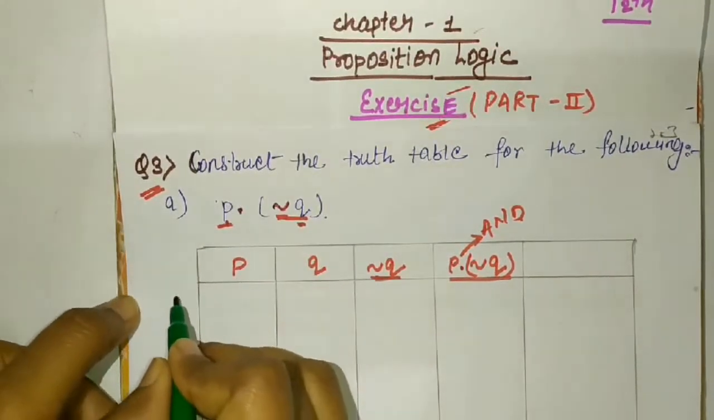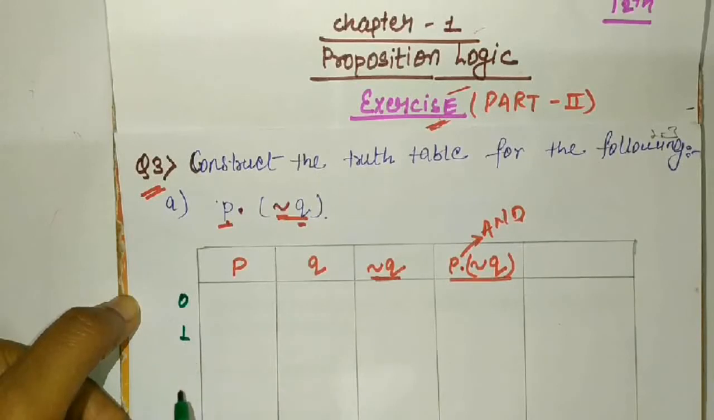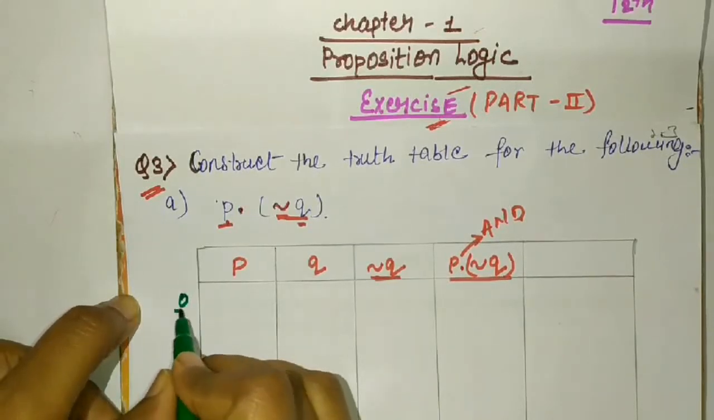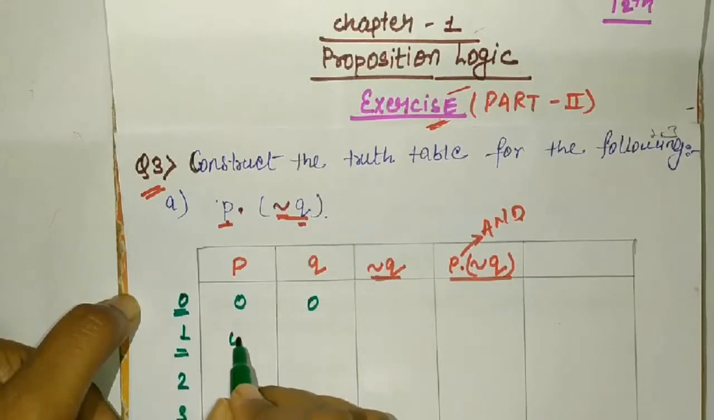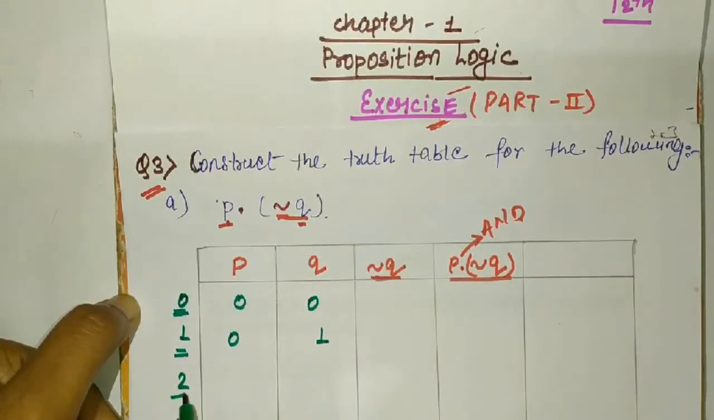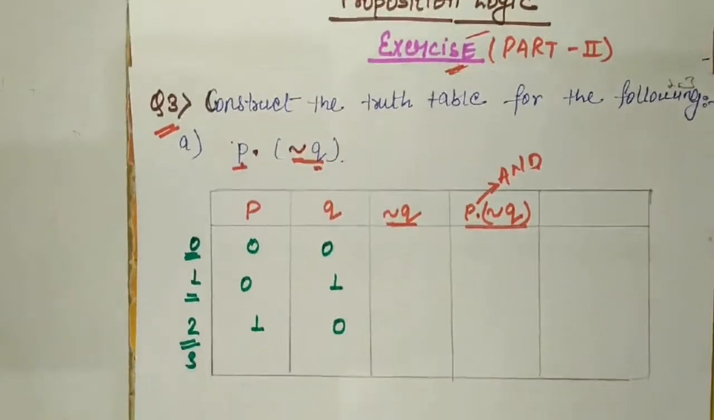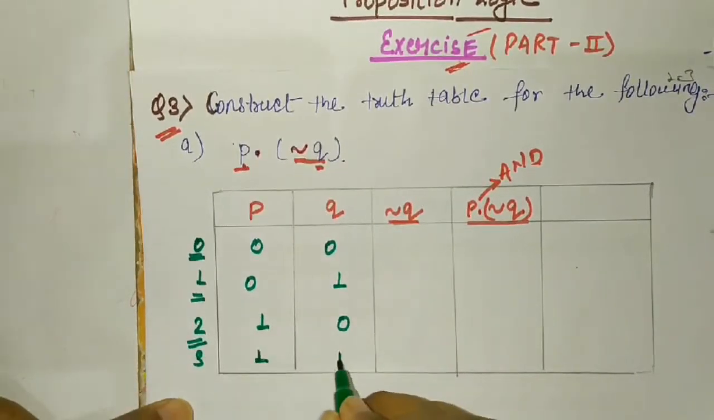So firstly we take 0, 1, 2, 3. The binary number of 0 is 0, 0. The binary number of 1 is 0, 1. The binary number of 2 is 1, 0. And the binary number of 3 is 1, 1.